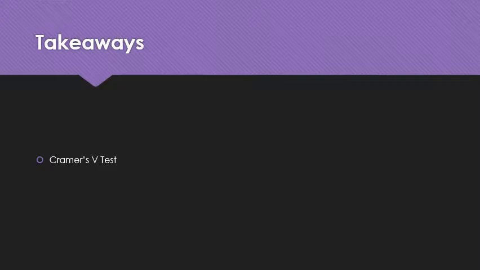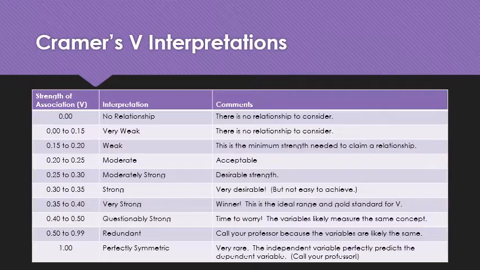Now we'll look at some takeaways using the Cramer's V test. The Cramer's V interpretation shows us a strength of association from 0 to 1. 0 having no relationship, and there is no relationship to consider, all the way ranging to 1, which will be perfectly symmetric and very rare. Also notice that even with a 0.15 strength of association, it's still very weak and no relationship to consider.